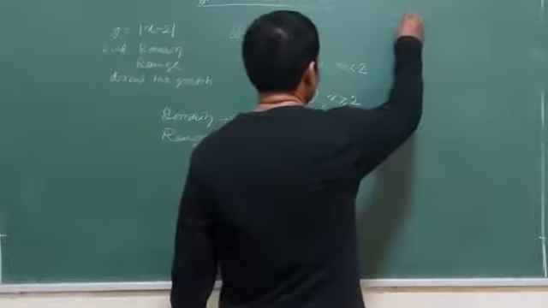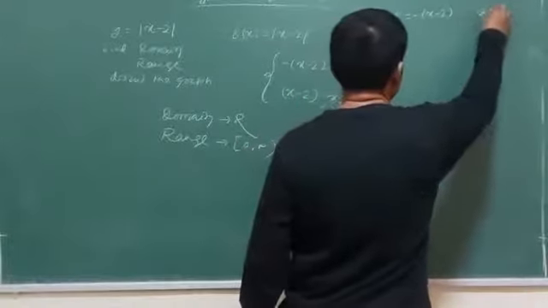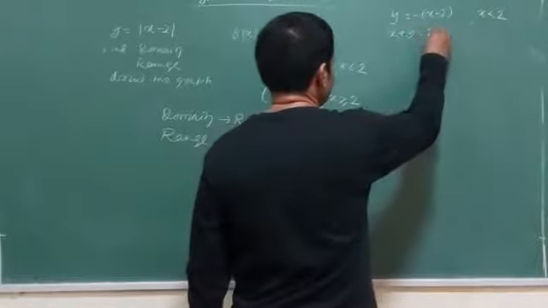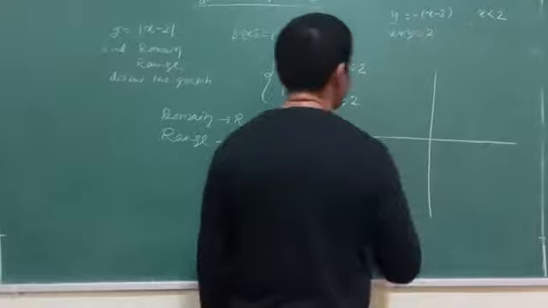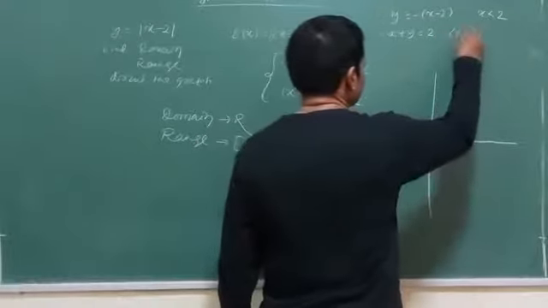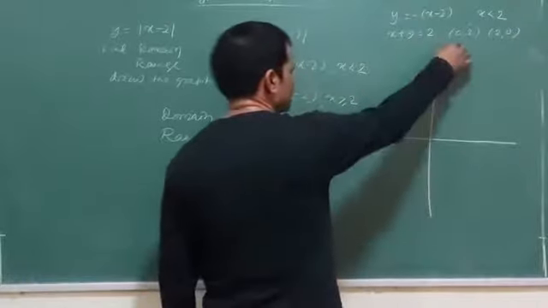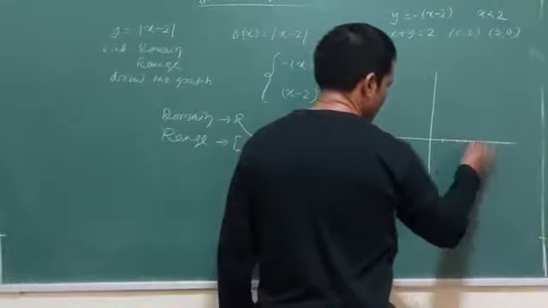The graph is divided into two parts. Y is equal to minus x minus 2, x is less than 2. So that gives you x plus y is equal to 2. So if I draw the line graph of x plus y is equal to 2, you replace x equal to 0, you will get y is equal to 2. Replace y is equal to 0, x is 2.